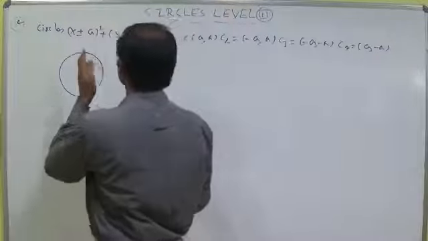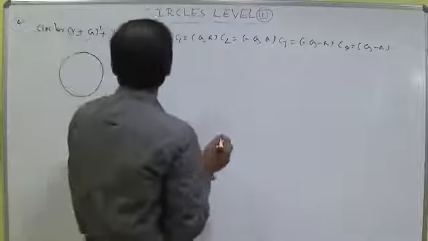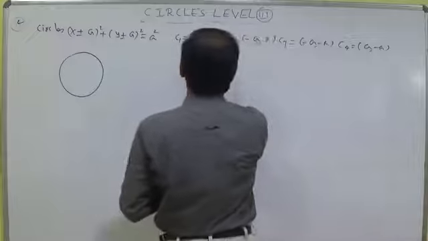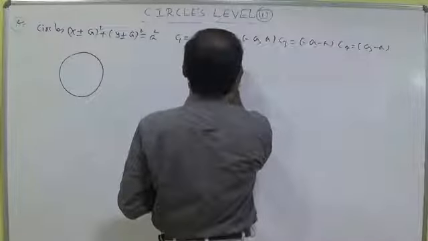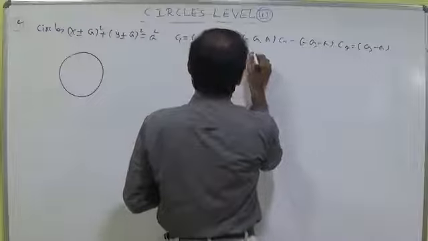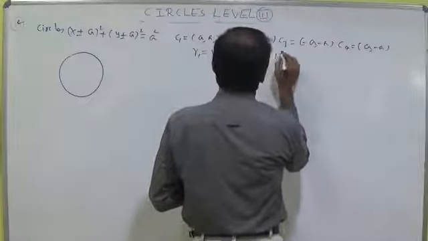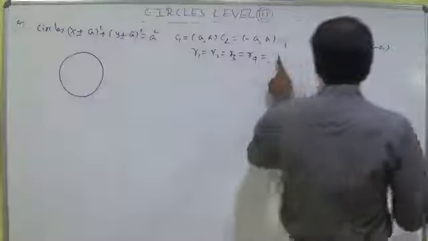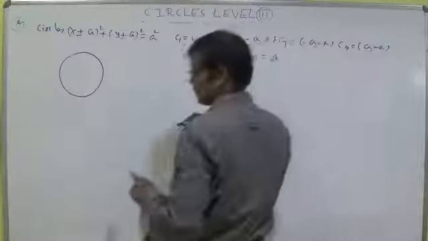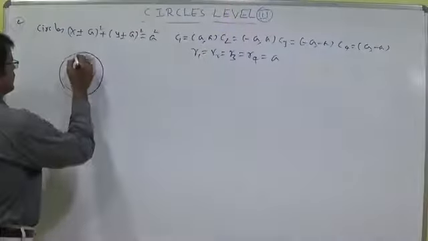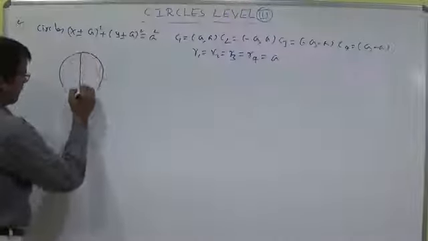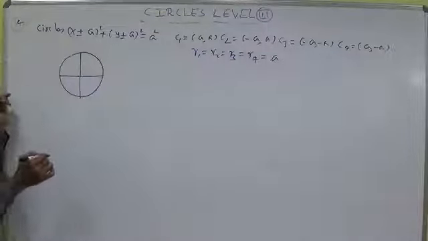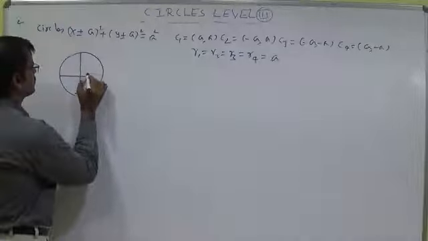This depends upon the values of the centers. And for the radii R1, R2, R3, R4, because all circles have equal radii as given, R1 equal to R2 equal to R3 equal to R4 is equal to a. Take the coordinate axes, this is (0, 0).